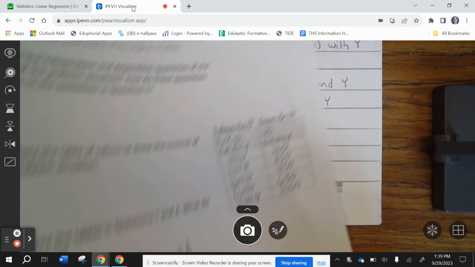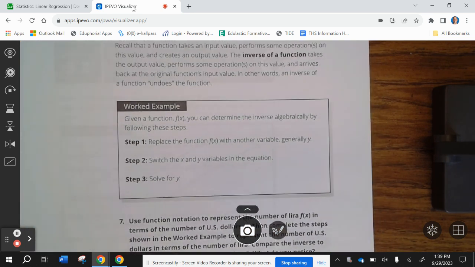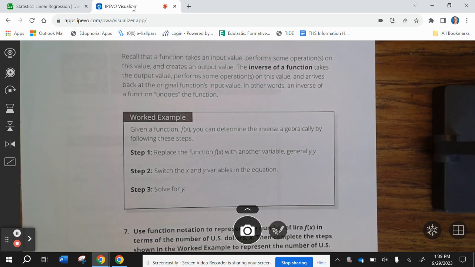Let's take a look at the next page. Recall that a function takes an input value, performs some operation on this value, and creates an output value. The inverse of a function takes the output value, performs some operations on this value, and arrives back at the original function input value. In other words, an inverse of a function undoes the function. Work example. Given a function f of x, you can determine the inverse algebraically by following these steps. Replace the function f of x with another variable, generally y. Step 2, switch the x and y variables in the equation. Step 3, solve for y.